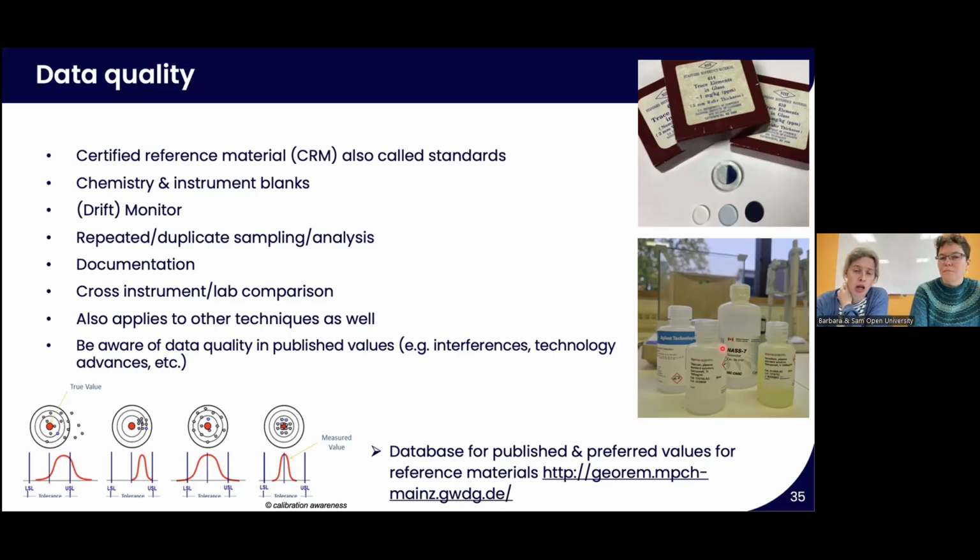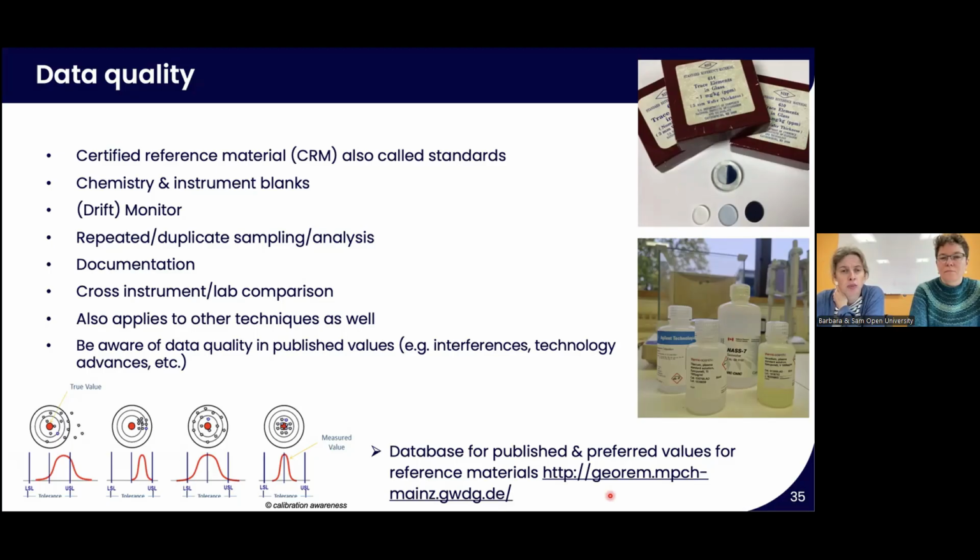So there's a great database that I'm sure many of you are aware of, the GeoReM database, which has been catalogued by the Max Planck Institute in Mainz. But this is a great place to go to look at published and preferred values for a whole host of different reference materials. So do go and look at that if you're not aware of it yet.